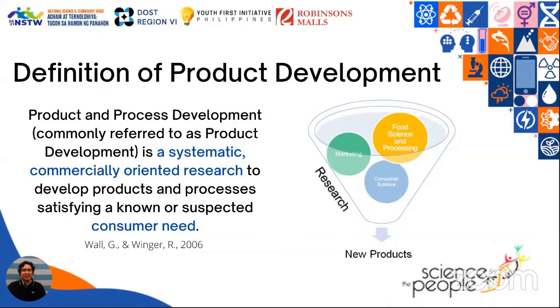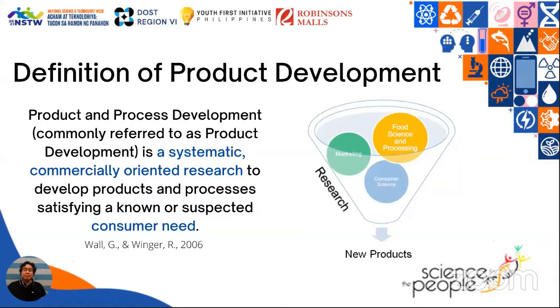Okay, now let's go to the definition of product development. So product development is a systematic, commercially oriented research to develop products and processes satisfying a known or suspected consumer need. So take note of the highlighted words. So first, product development is systematic, and it is also commercially oriented research. So it is a research-based. And then another very important thing is that we do product development because we want to satisfy or address a particular consumer need.